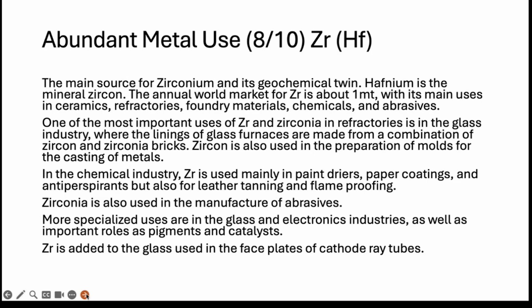Especially important in the glass industry, where the linings of glass furnaces are made from a combination of zircon and zirconia bricks. Also used for preparing molds in the casting of metals. In the chemical industry, used in paint dryers, paper coatings, antiperspirants. Did not know that, but also for leather tanning and flame proofing. So zirconia is also used in abrasives, right? Zircon is a very hard mineral, and has specialized uses in glass and electronics, and in coating the faceplates of cathode ray tubes.